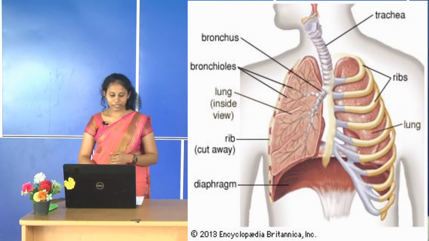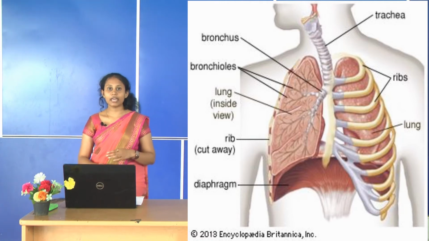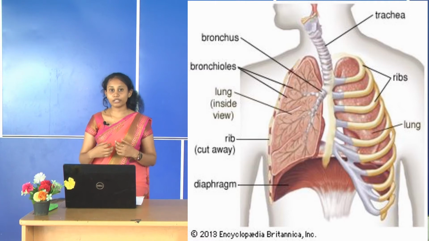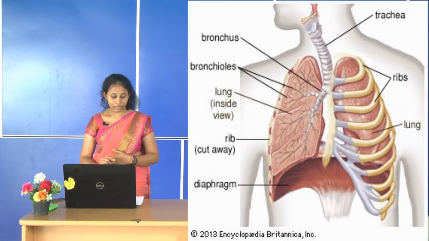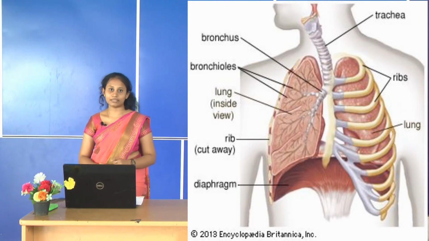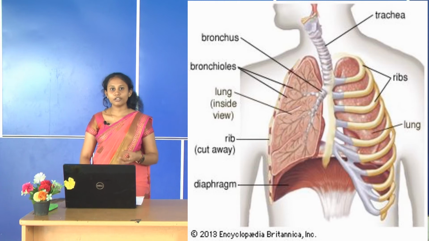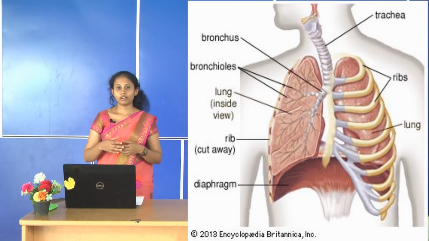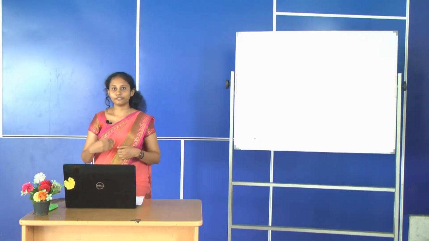Also, we can observe the diaphragm and ribs here. The diaphragm helps to change the volume of the thorax during the inhalation and exhalation process. This is necessary. And ribs are there to protect internal organs such as the lungs. In between the ribs there are intercostal muscles. These intercostal muscles contract and relax in order to control the movement of the ribs.